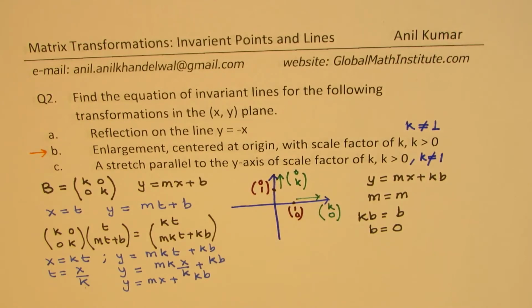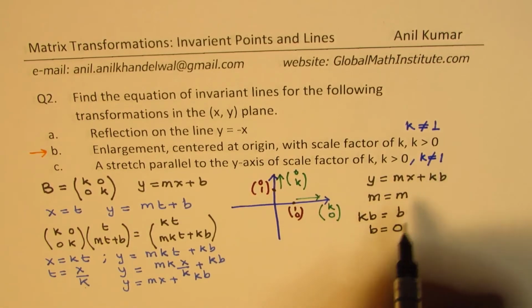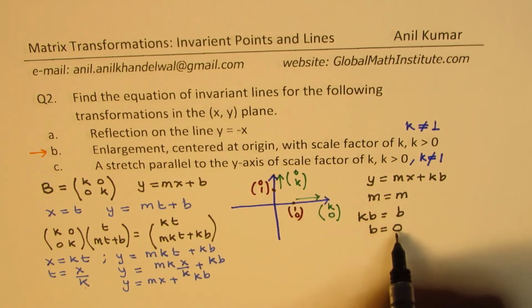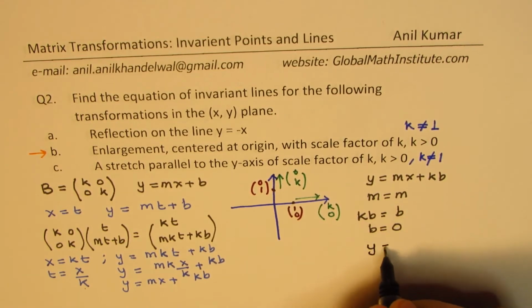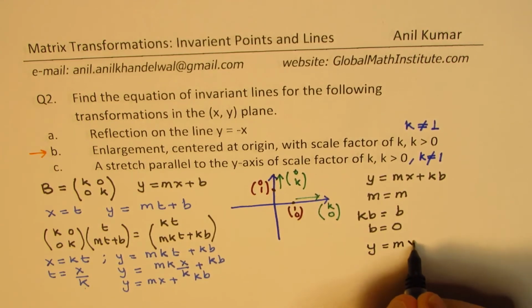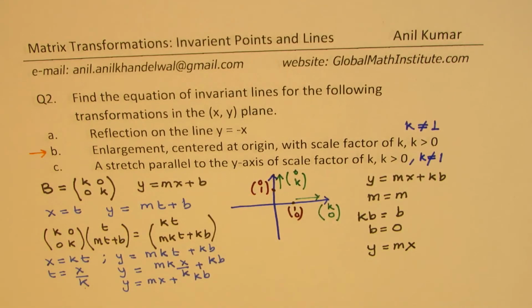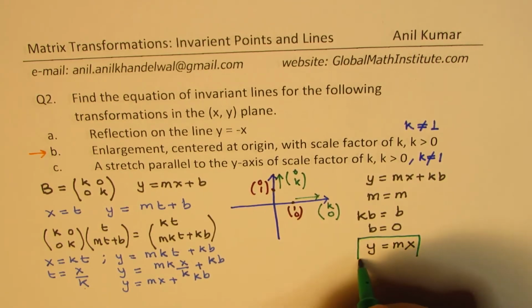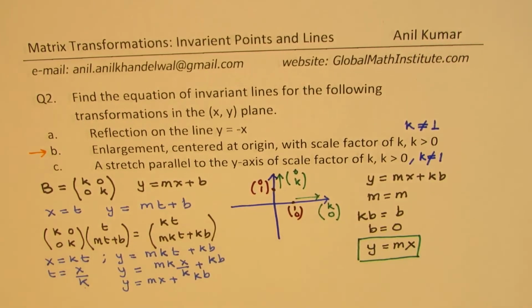So that means b equals 0. And therefore, putting these two conditions together, m could be any value, but b is 0. So y equals mx is the invariant equation of the line. So all the lines y equals mx will be invariant.